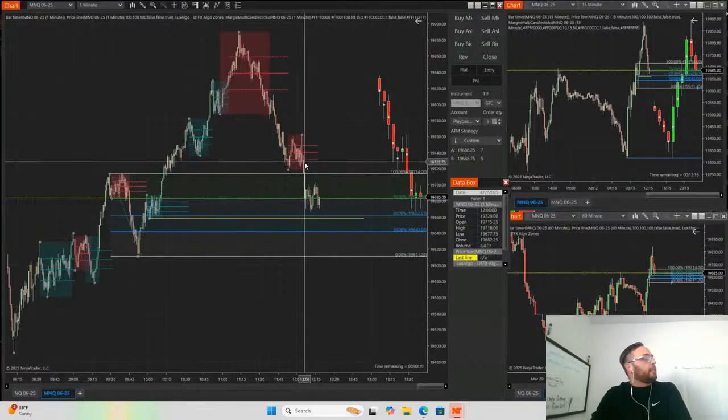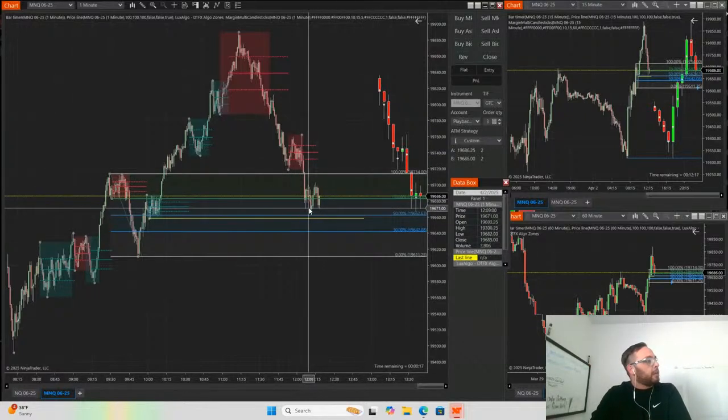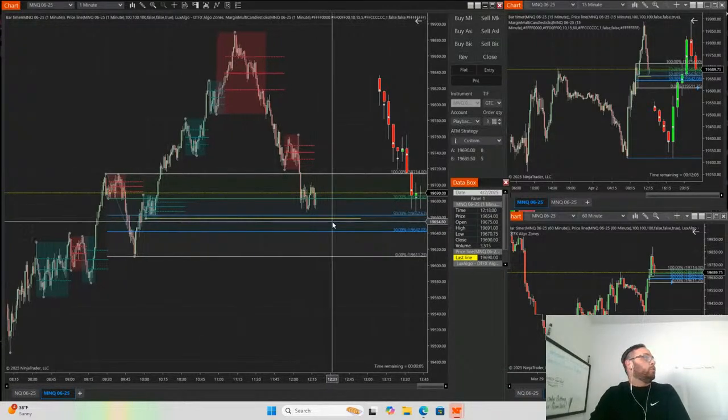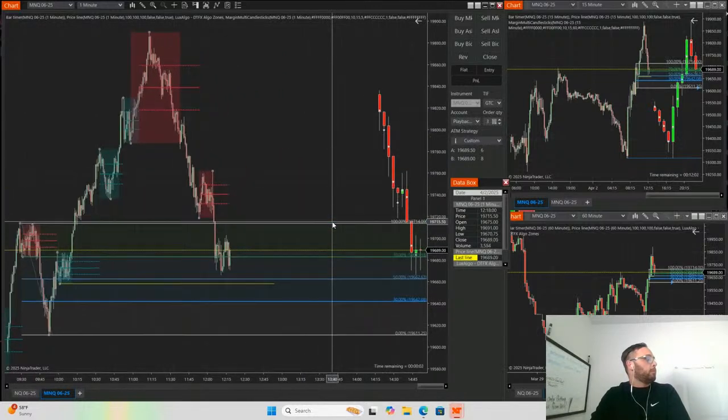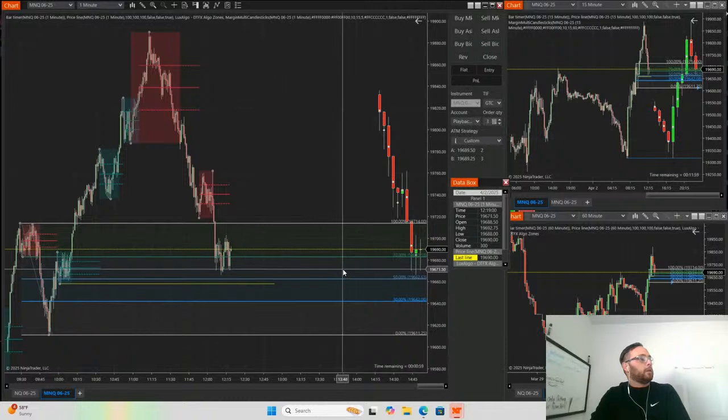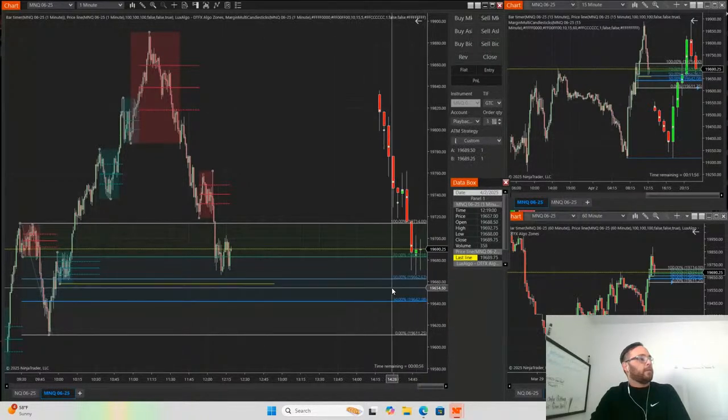Now, I don't like this stuff. We have a closure above. What's this right here? We have low 67150. And this is low 671. So 2 ticks, 2 ticks. Right here, the little smiley face, whatever that is.